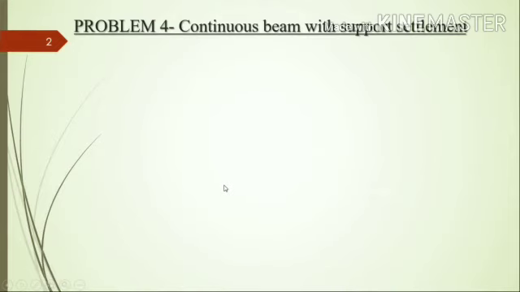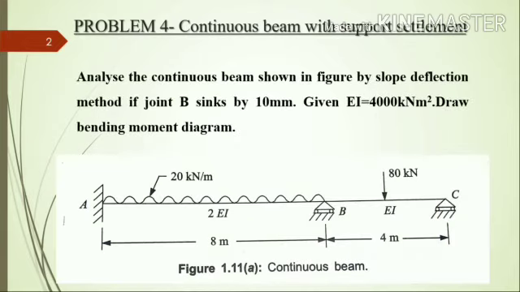So in this video we are discussing the problem on a continuous beam with support settlement. Problem: analyze the continuous beam shown in the figure by the slope deflection method if joint B sinks by 10 mm. Given EI is equal to 4000 kN meter square. Draw the bending moment diagram. So this is our problem.